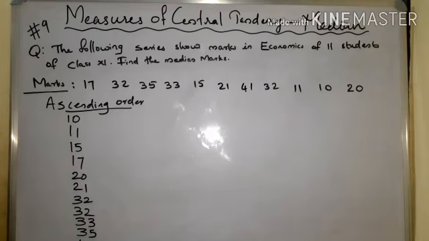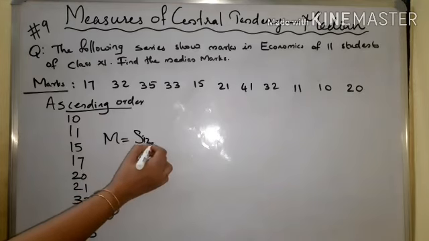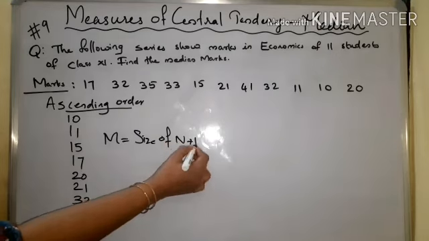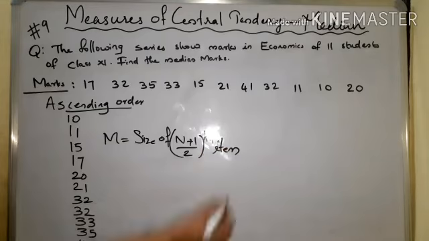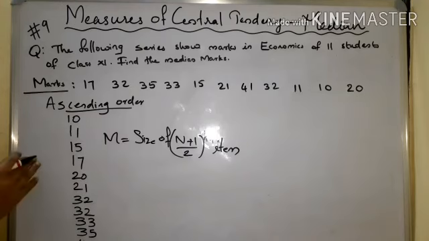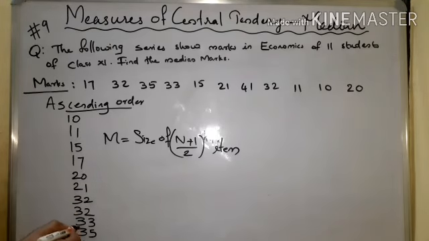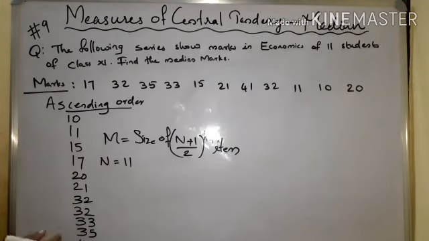The next step is to write the equation. We know M is equal to size of n plus 1 by 2th item. Here it is an individual series, so in the case of an individual series, n is equal to the number of items. Here 1, 2, 3, 4, 5, 6, 7, 8, 9, 10, 11. Then n is equal to 11, the number of items.